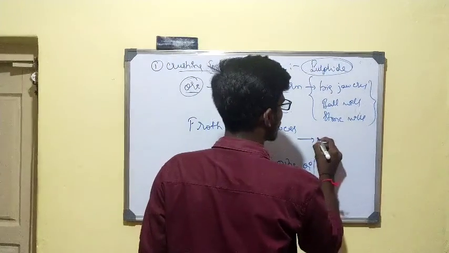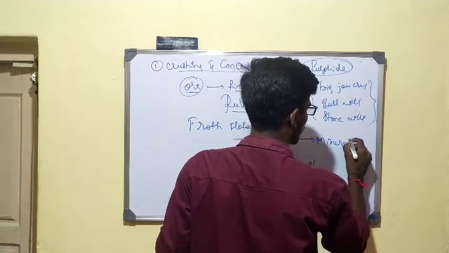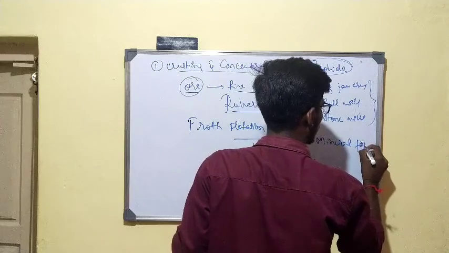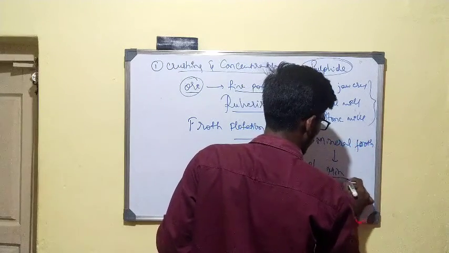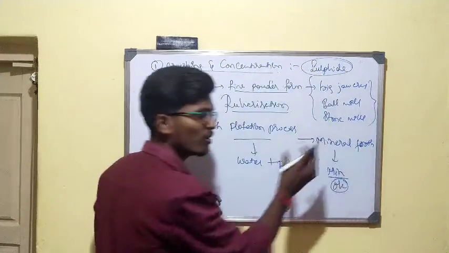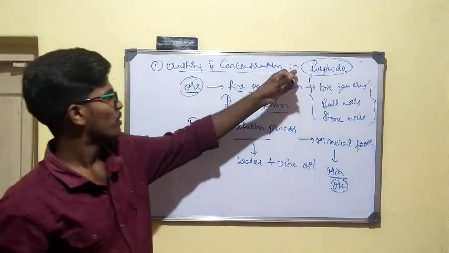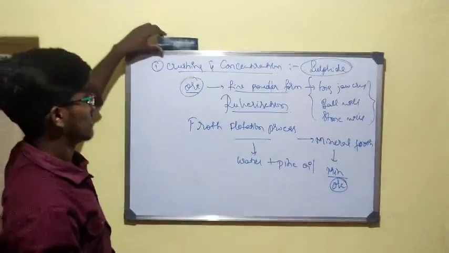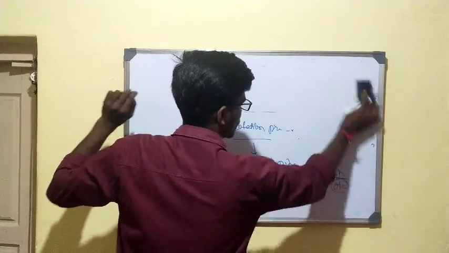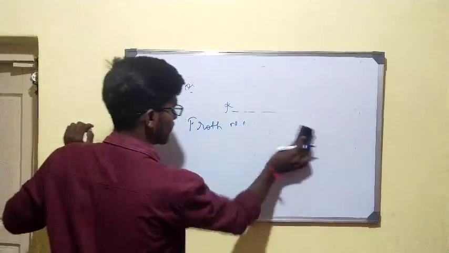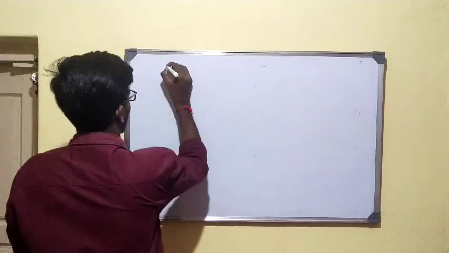And you skim off the mineral froth. And later you get the mineral particles, or you can say the ore particles, from the froth. This is the method for the concentration of your sulfide ores. And this is about your first step. And the second step we have to do in this is roasting.